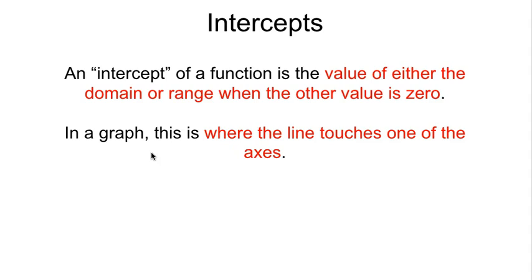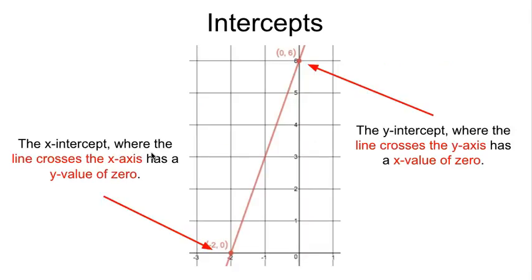An intercept of a function is the value of either the domain or range, so that's either the x value or the y value, when the other one is 0. So we can talk about the x value when the y value is 0, or the y value when the x value is 0. But the key is that one of them will be 0 at these intercepts. If we're looking at a graph, the intercept is where the line touches one of the axes.